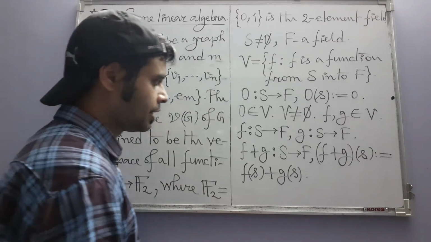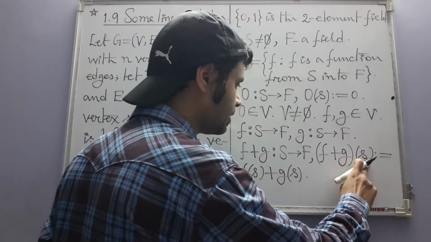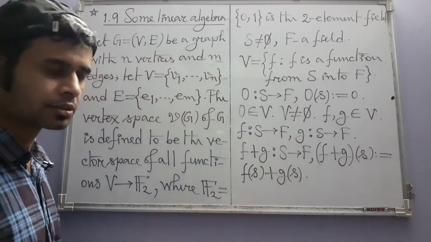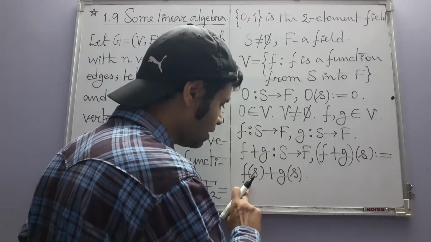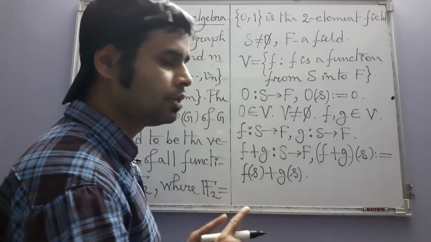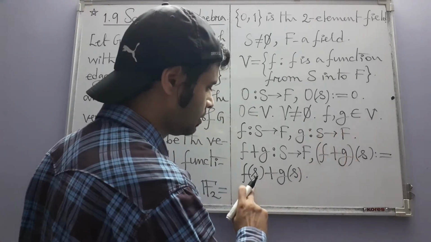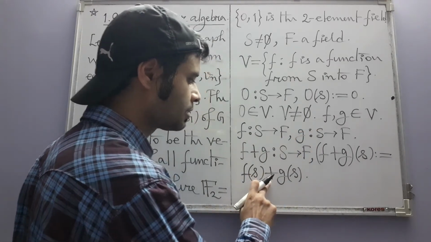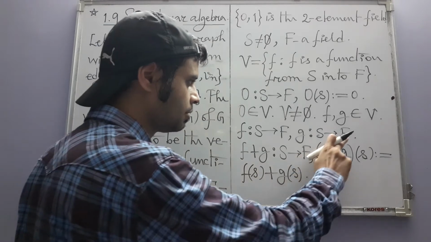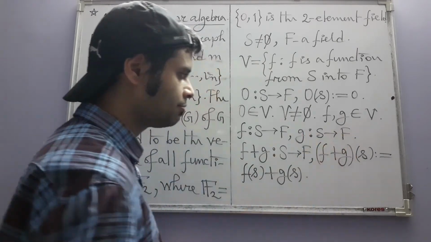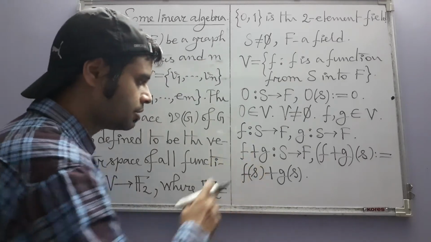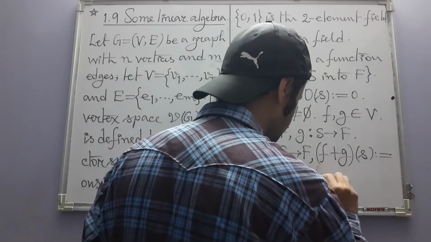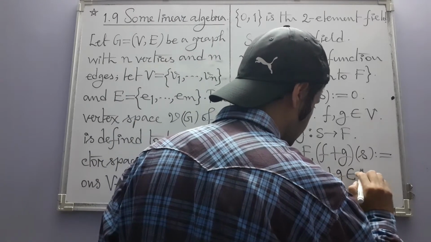Why? That is because if you are taking an element s from S, then since f and g themselves are well-defined functions from S into F, f of s and g of s are unique field elements here, and hence their sum is also a unique field element. This sum is the ordinary addition operation that you have in the field, and that is why f plus g is itself a well-defined function from S into F, and that proves that f plus g is in V.